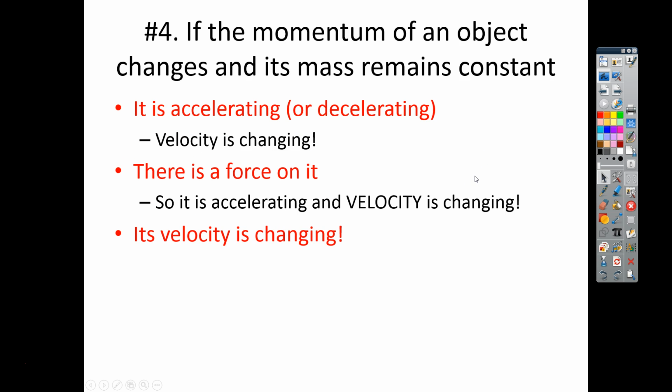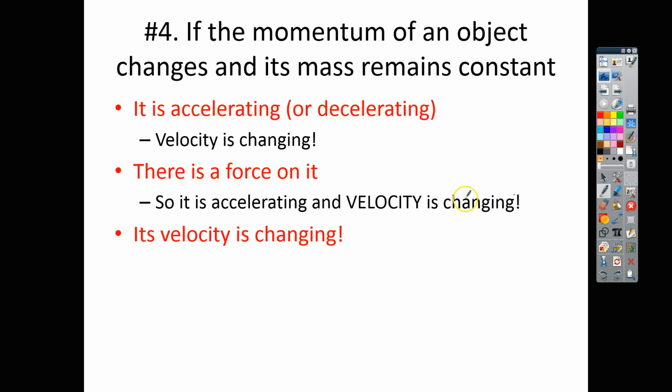For number 4, it says if the momentum of an object changes and its mass remains constant. So if the momentum changes and its mass remains constant, we have to know that this is P is equal to mv. So if the momentum is changing, so let's say the momentum is going up, then we know that the velocity is going up. If the momentum goes down, we know the velocity's got to go down, and that's because this is constant. And if this is constant, we know that P and V are directly related.